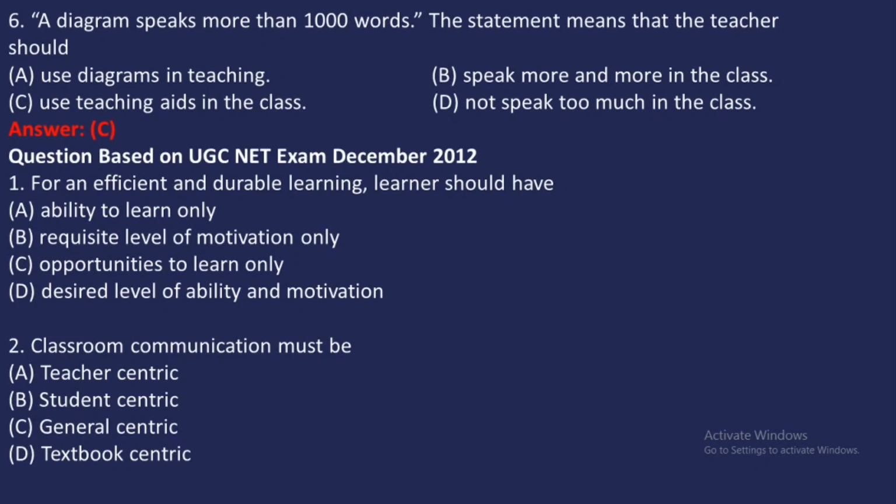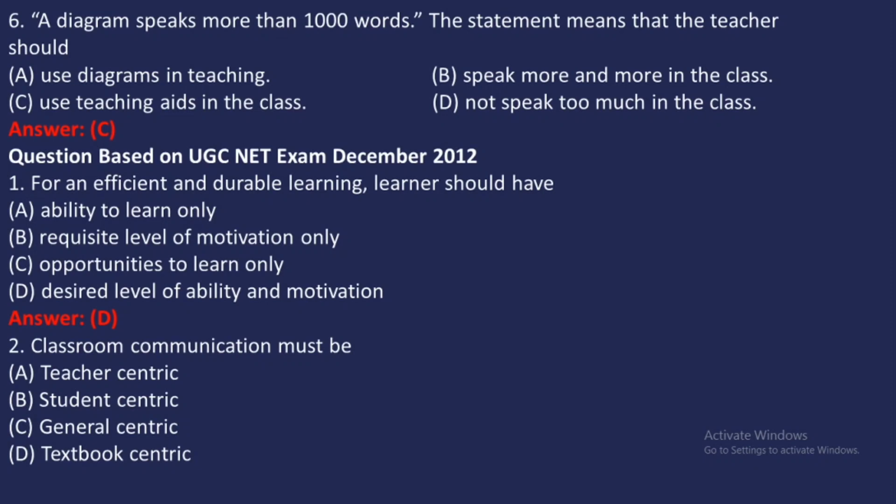The questions based on the UGC 2012 December examination. For an efficient and durable learning, learners should have ability to learn only, requisite level of motivation only, opportunities to learn only, desired level of ability and motivation. Here the right answer is option D, that is the desired level of ability and motivation you can bring among the students.